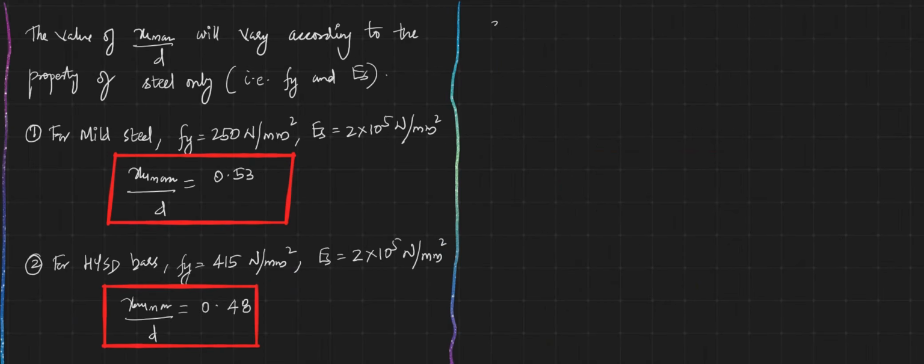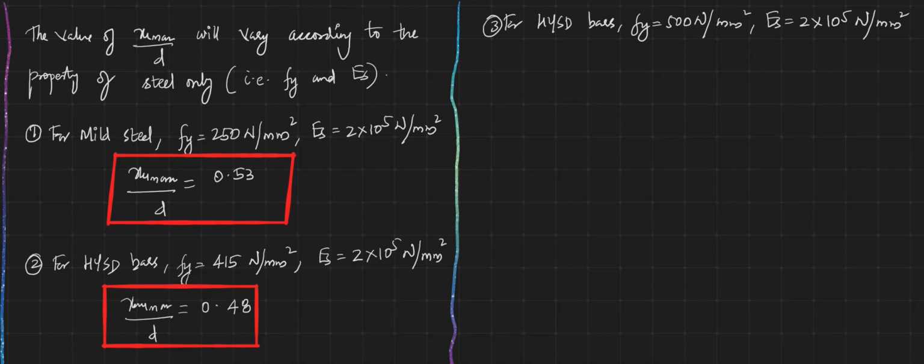Now for HYSD bars having Fy as 500 Newton per mm square, and Young's modulus as 2 into 10 raised to 5 Newton per mm square, I'll get XU max by d.